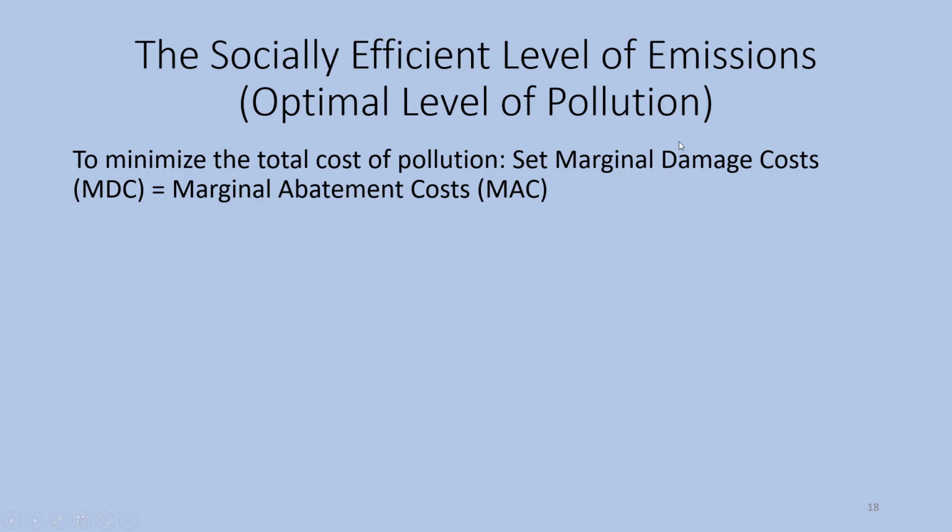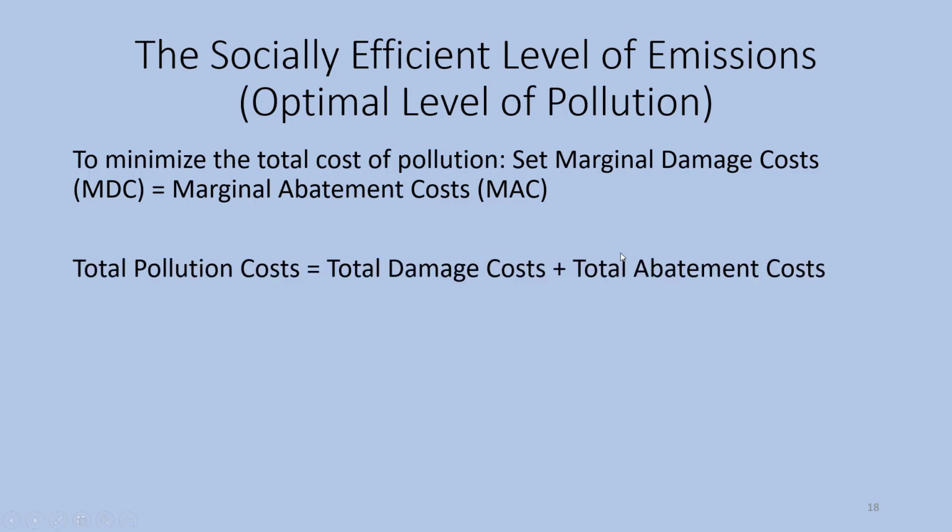All right. So let's talk about what the socially efficient level of emissions is, or the optimal level of pollution. Again, we've talked about the damage costs, and now we've talked about the abatement costs. True to economic form, you're going to want to find an equilibrium. So to minimize the total cost of pollution, you want to set the marginal damage costs equal to the marginal abatement costs.